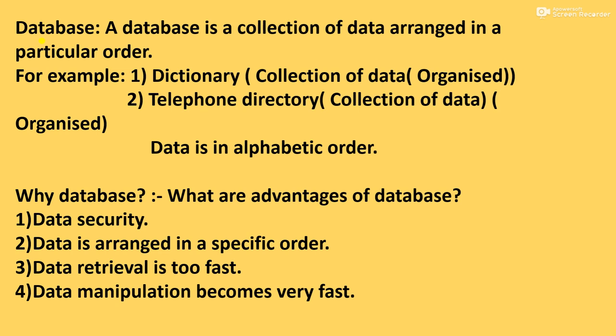Second, we have the telephone directory. In a telephone directory, we know that this book contains the telephone numbers. That is also a collection of data, but it should be in a particular order. That is why we require a database, students, so that everything is arranged maybe in a table or in columns, and there is data security also. To secure our data, we are using this database management system, and this data is arranged in a specific order that I've already explained. That's why we are using the dictionary and the telephone directory also.